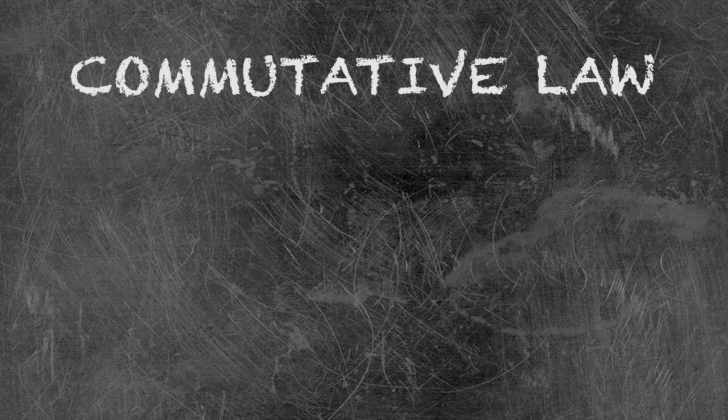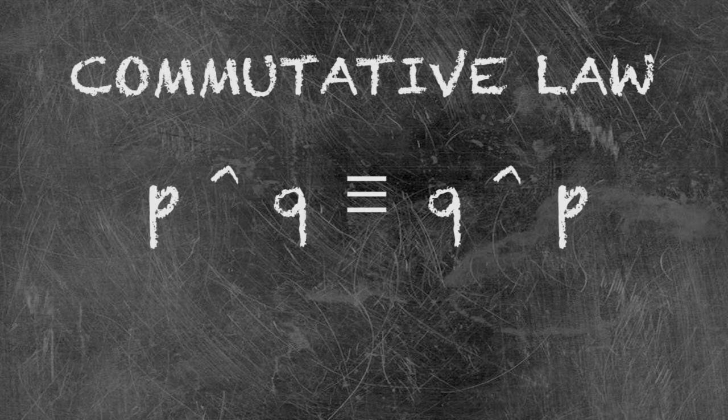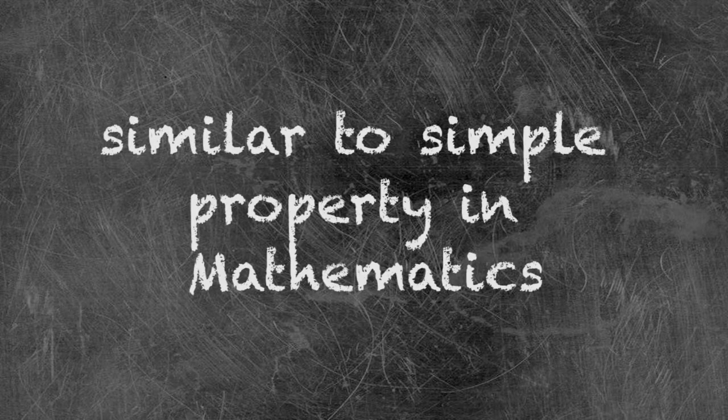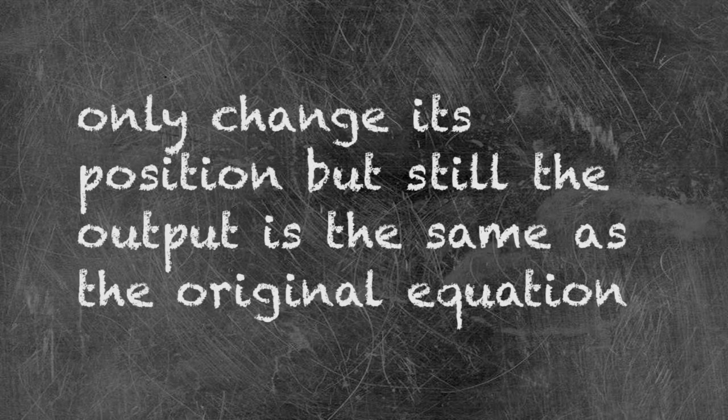The commutative law is the fifth among this set of rules. It matches the formula P and Q is equal to Q and P, and P or Q is equal to Q or P. It is similar to the simple property in mathematics. You will only change its position, but still, the output is the same as the original equation.